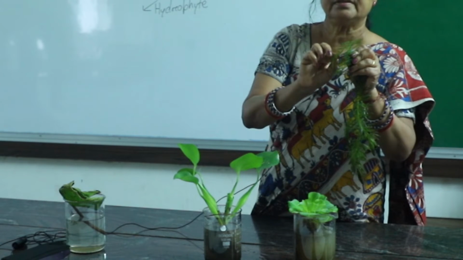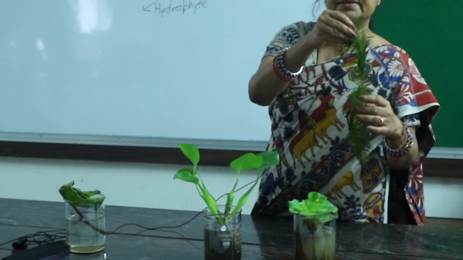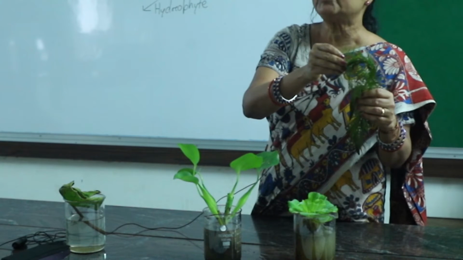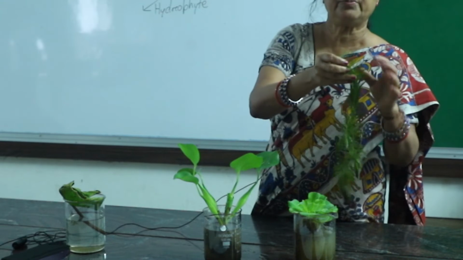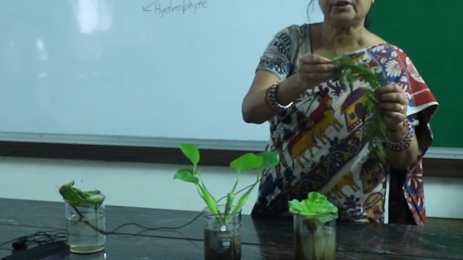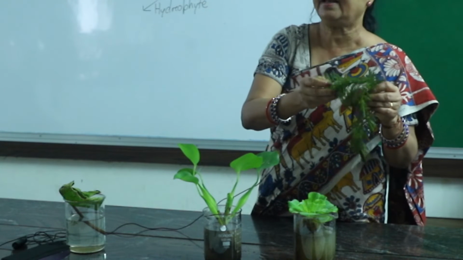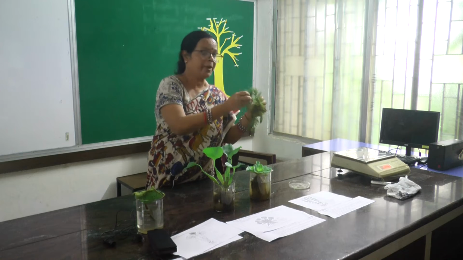Next adaptation: they are devoid of stomata, and the whole plant is covered with mucilage. Mucilage is a slimy substance which covers the whole plant body, and it prevents the plant from rotting, so it does not decay easily. This is Hydrilla, a submerged rooted plant.